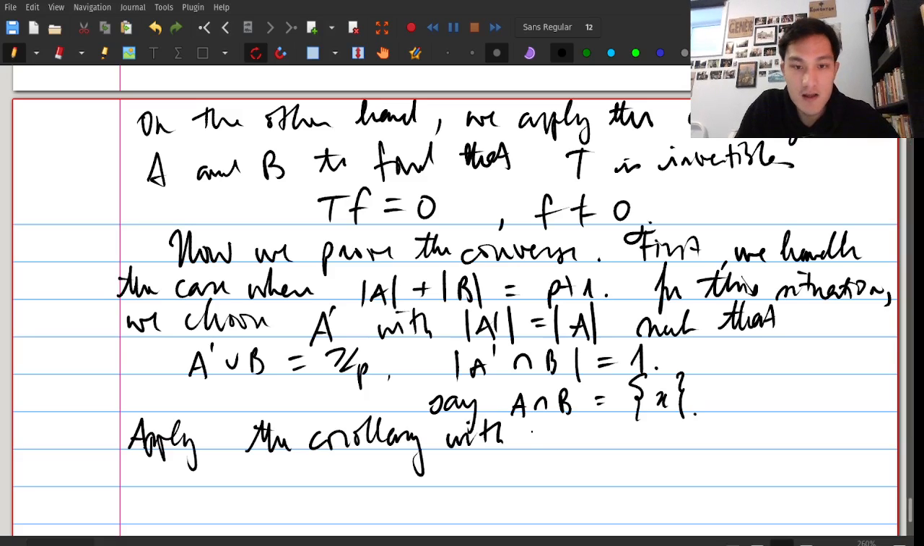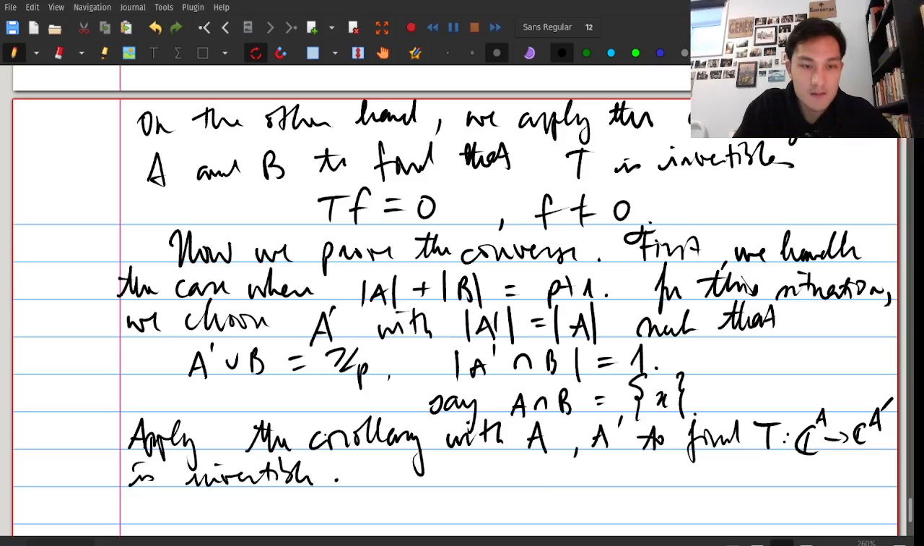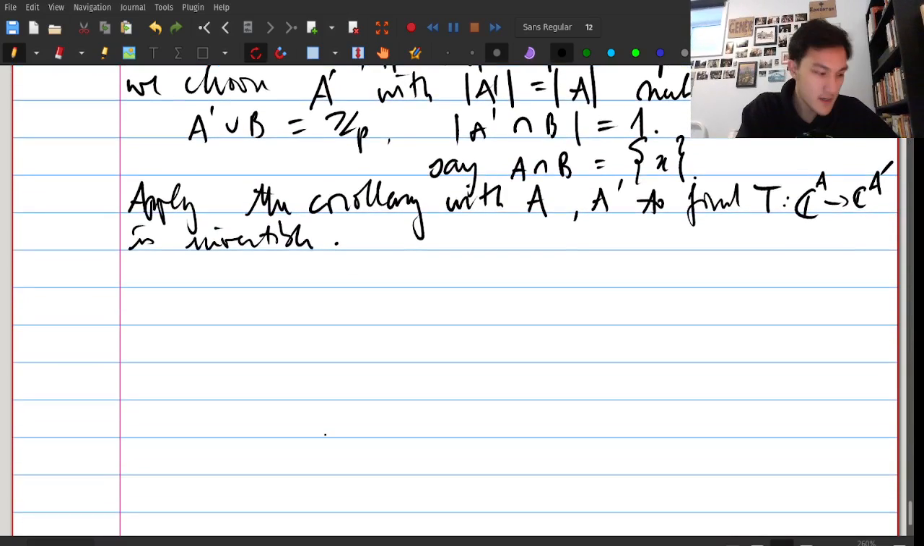With not A and B, but A and A prime, to find T from the set of all functions from A to C, to the set of all functions from A prime to C, and T has to be invertible, is invertible. All right.